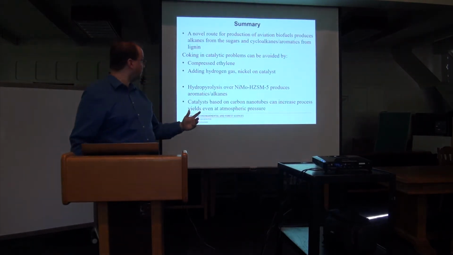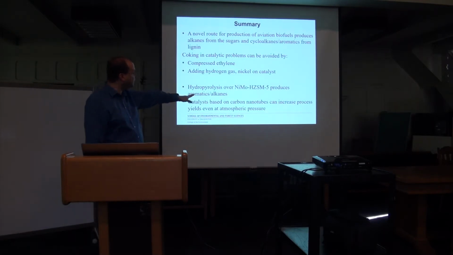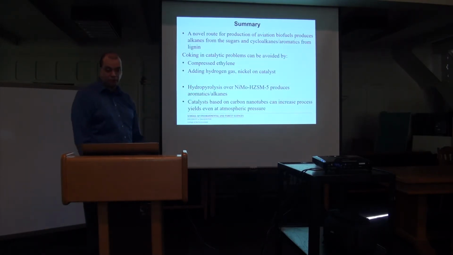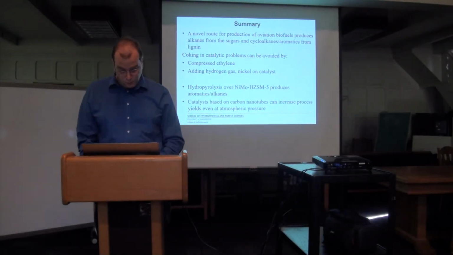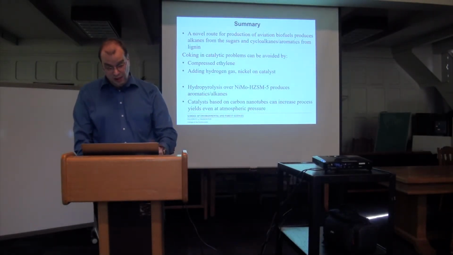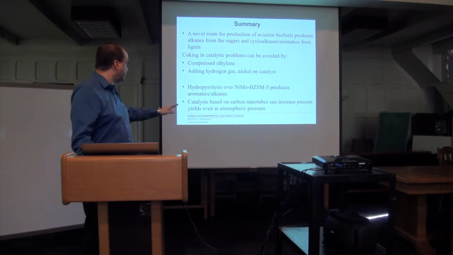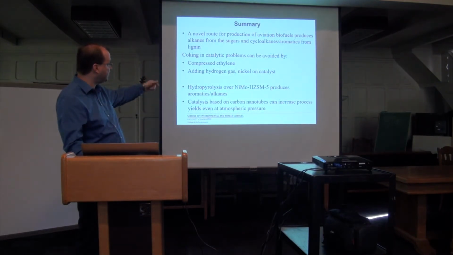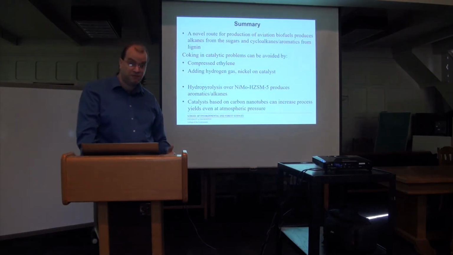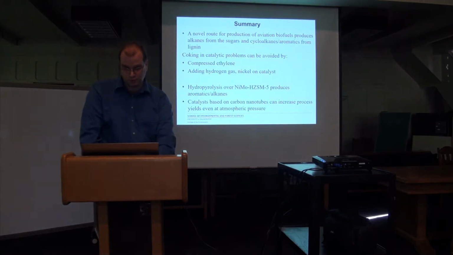Now, in addition to that, we use this nickel molybdenum catalyst on the HZSM-5, which helped us produce a mixture of aromatics and alkanes, which is exactly what we want for jet fuels. And we were able to decrease the pressure requirements by changing the support from HZSM-5 to carbon nanotubes.